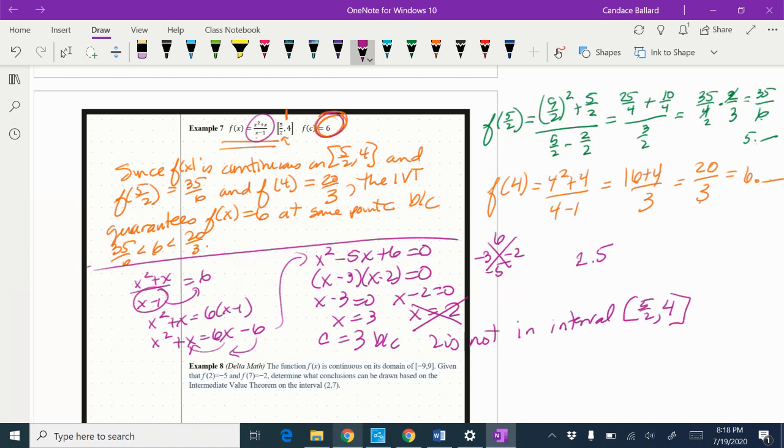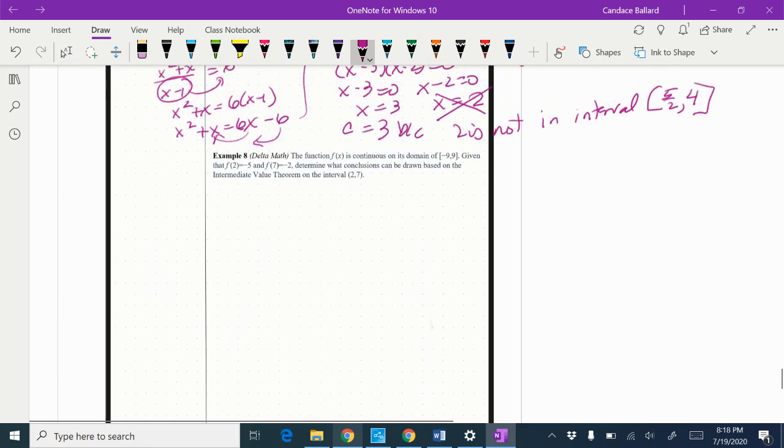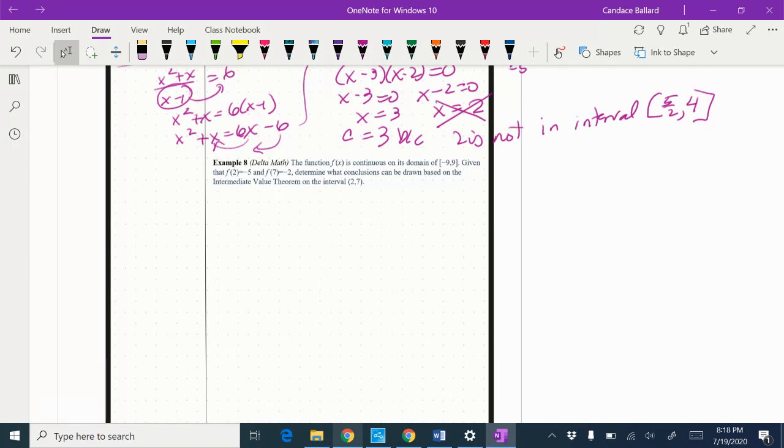All right, one last problem here, and I want to make sure I show you this one. Oh, maybe not. I think there are 2 problems actually. There are 2 problems left. So I want to show you example 8 for sure because your assignment's going to come a lot out of Delta Math. So I want to make sure you know how to state this in Delta Math.